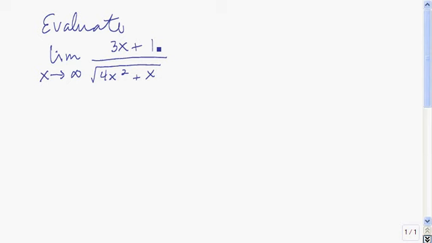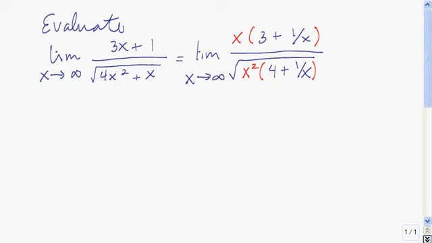The first thing that I'm going to do is go to the numerator and factor out the highest power of x that shows up. And then underneath the square root, I'm going to factor out the highest power of x as well. So I'm going to factor an x out of the numerator and an x squared out of the radicand. So the numerator becomes x times the quantity 3 plus 1 over x. And underneath the radical, we have x squared times the quantity 4 plus 1 over x.